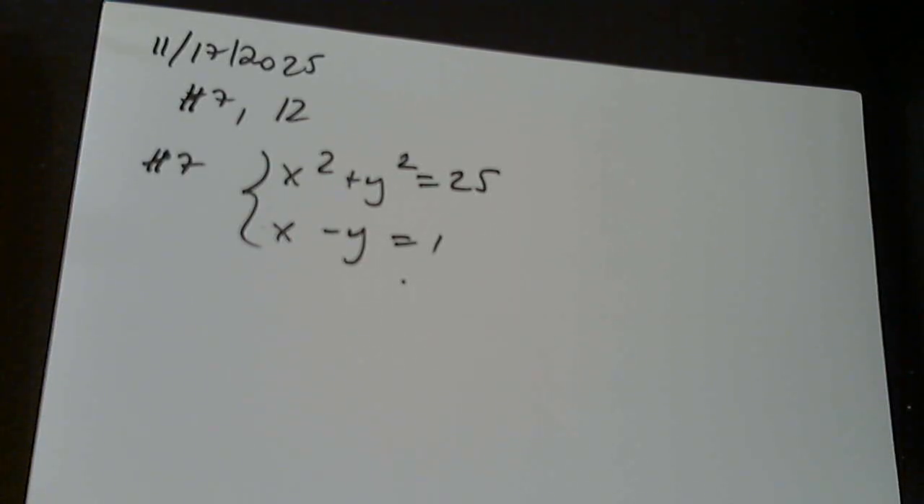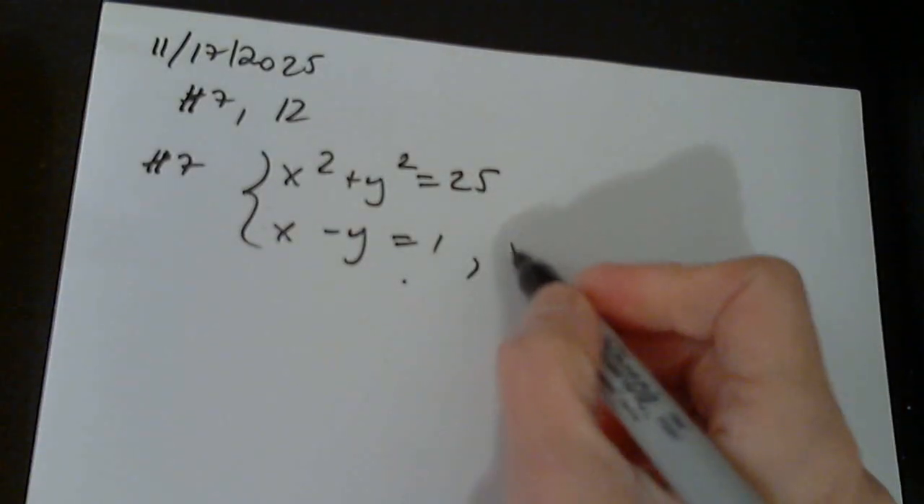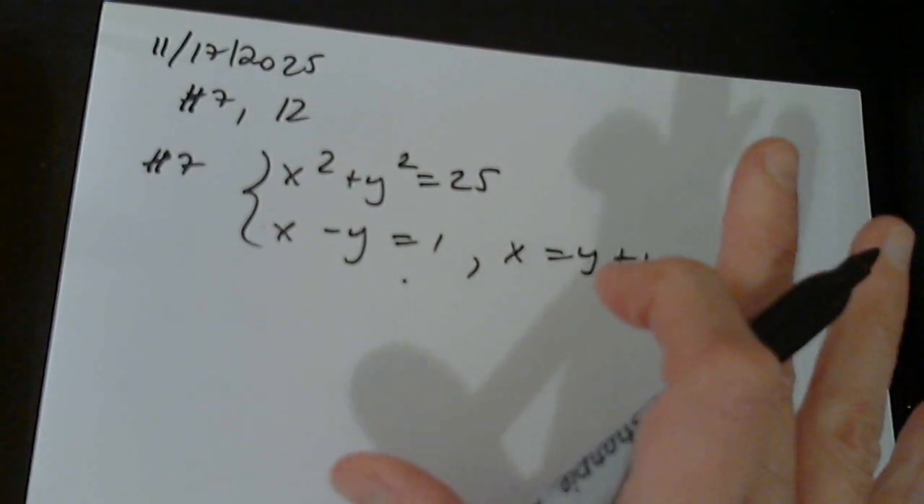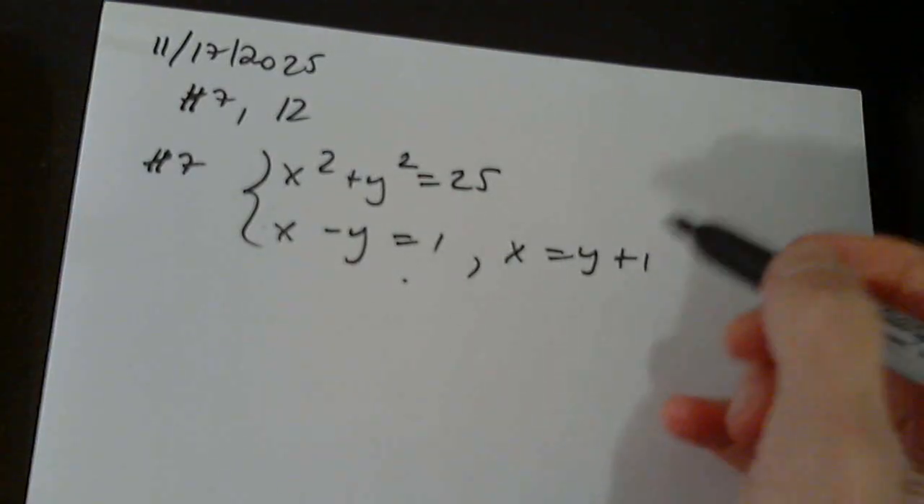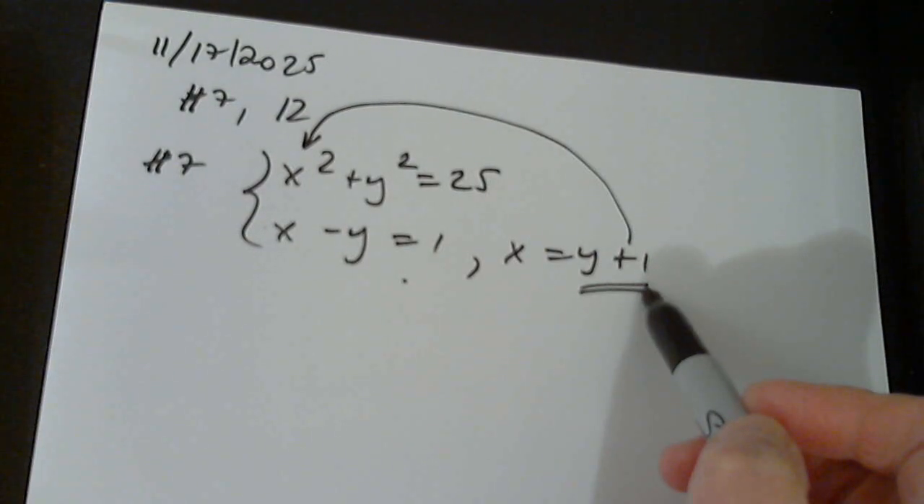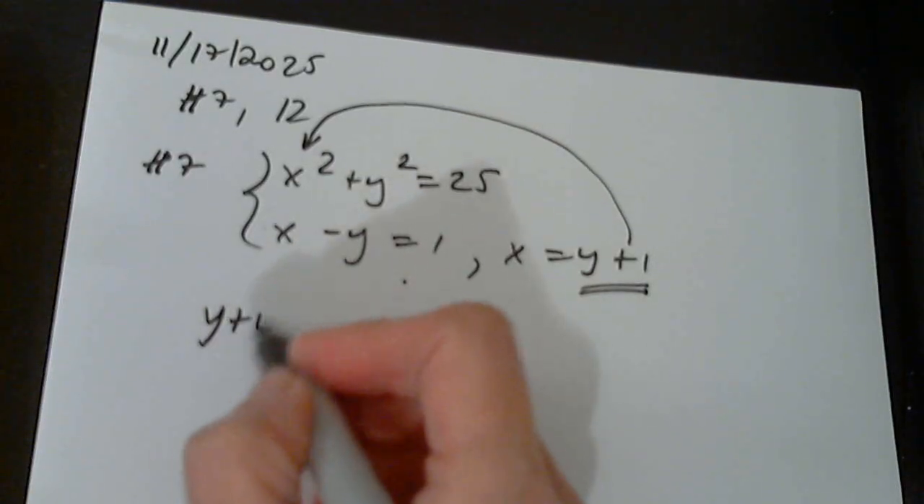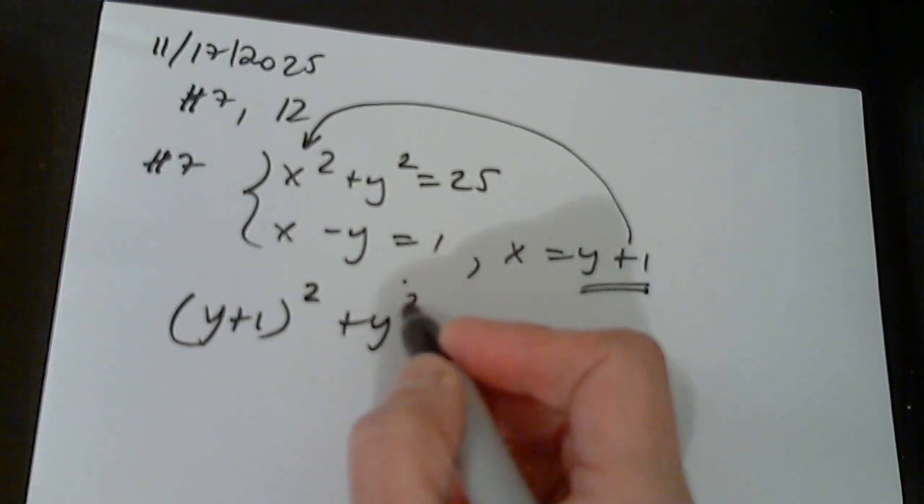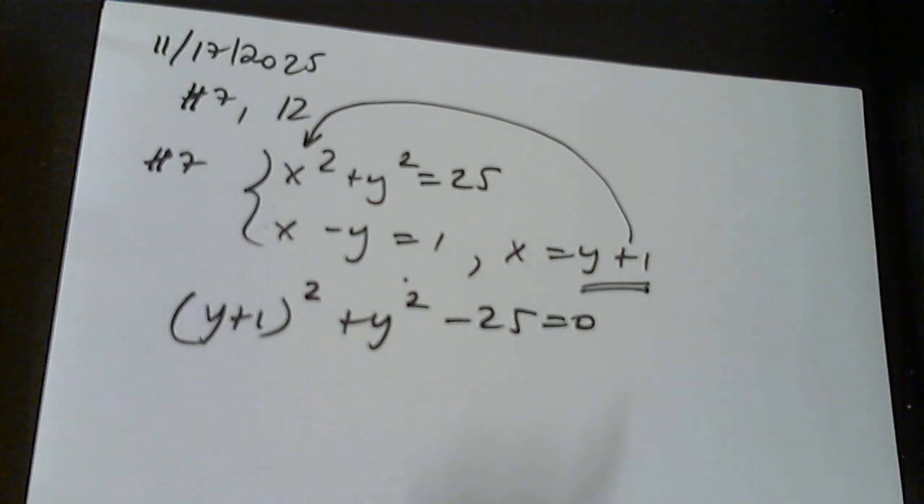Good. So then, which one? So would we say x equals 1 plus y? Correct. But I prefer x equals y plus 1. But it's perfect, either one. So then we go back to the first equation and replace x by y plus 1. So then we have y plus 1, don't forget squared, plus y squared minus 25 equals 0.